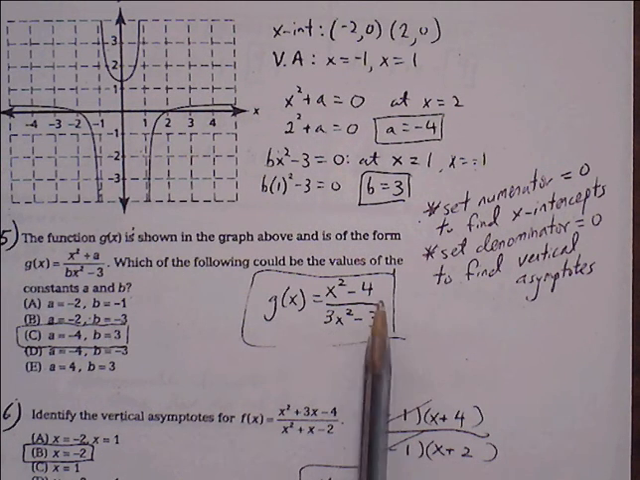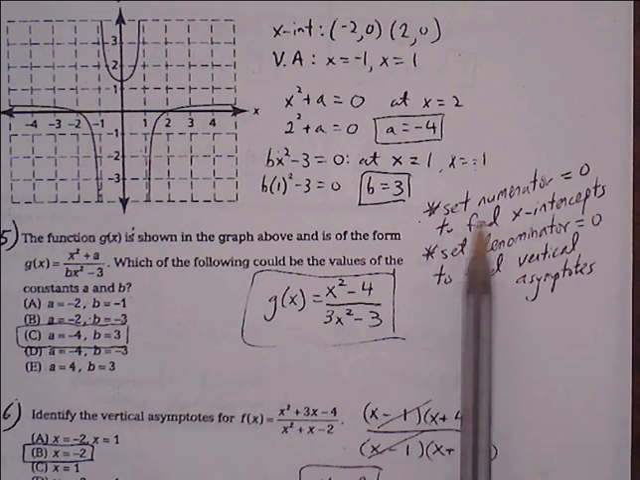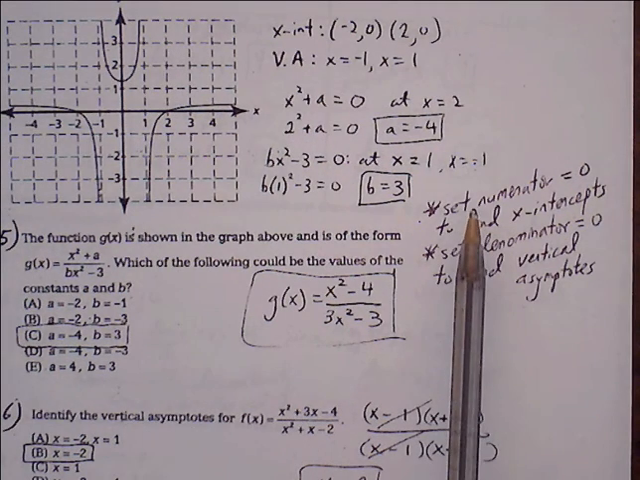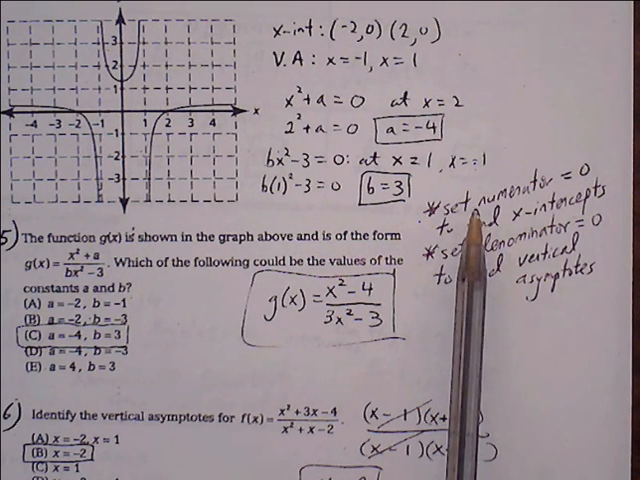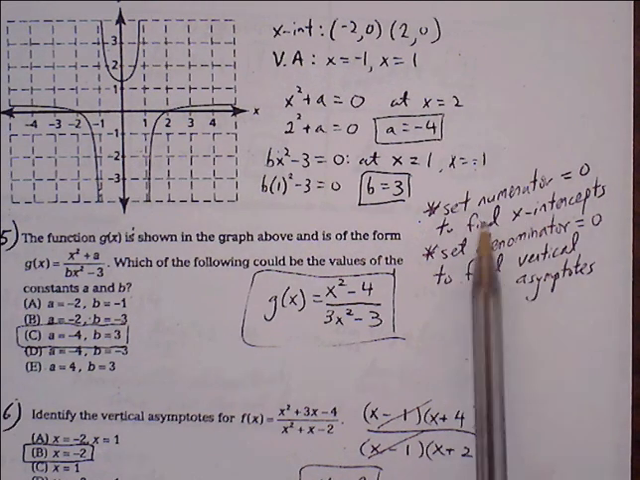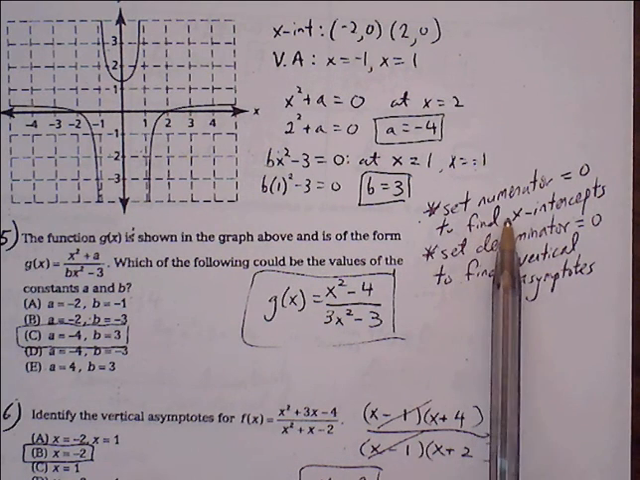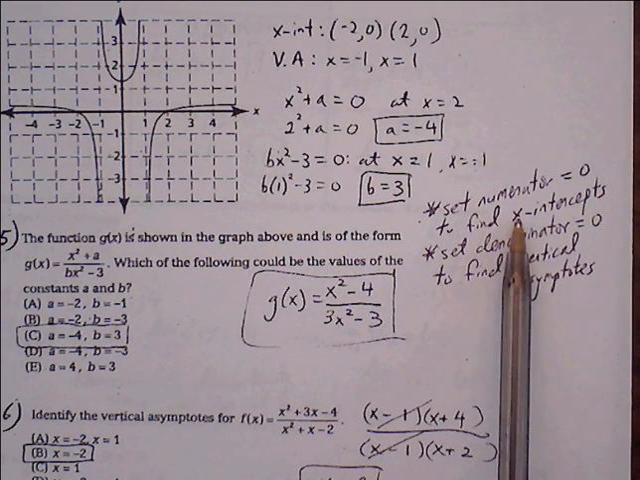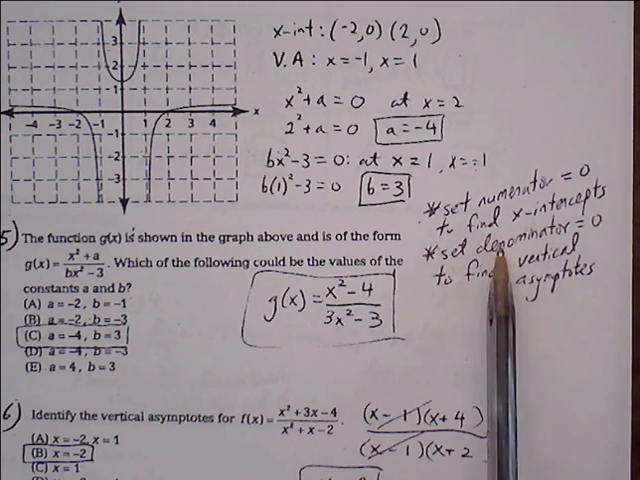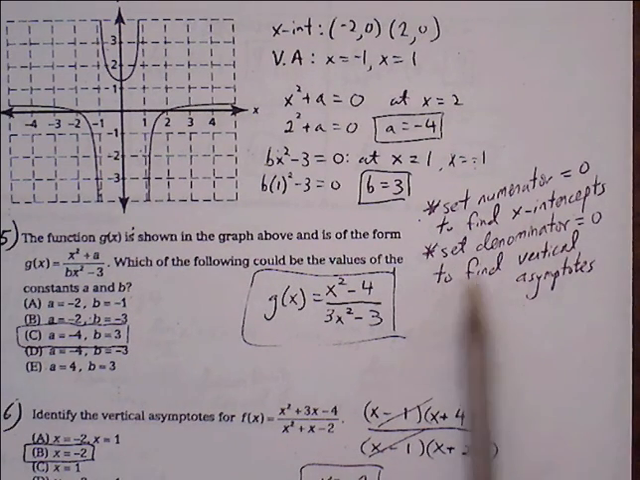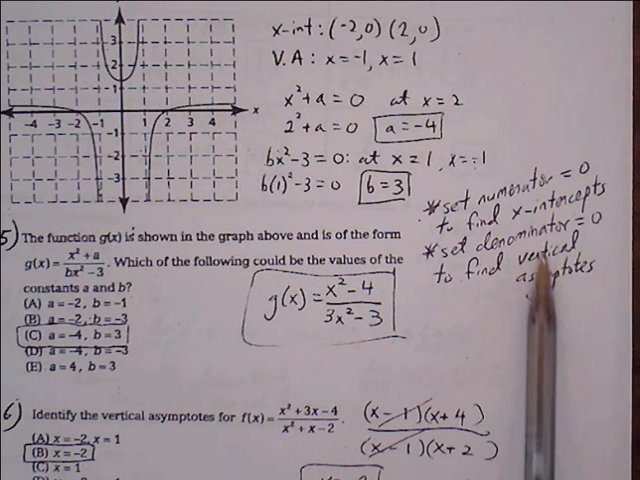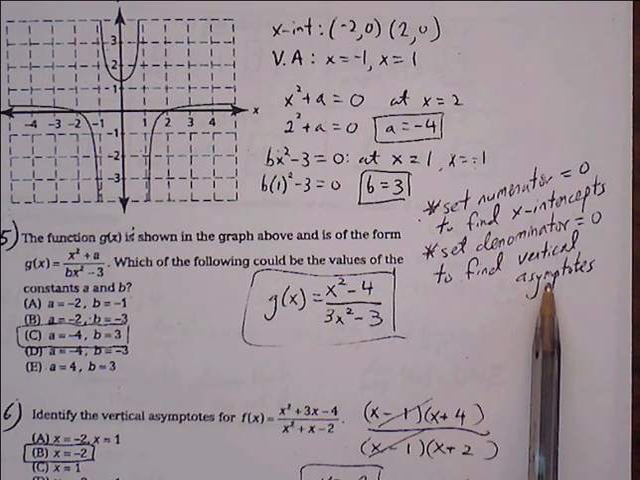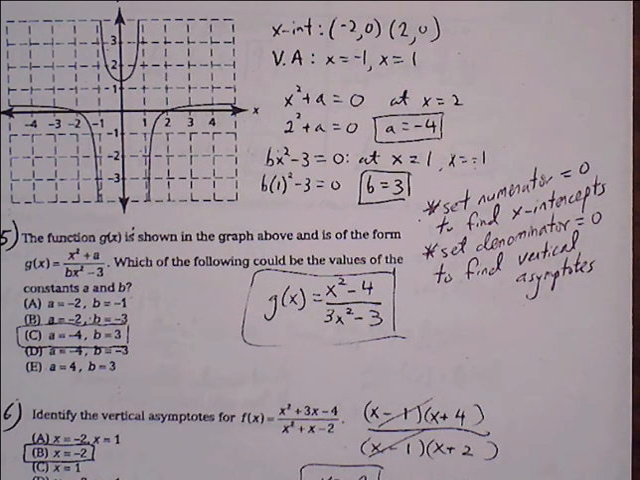Just as a reminder here, whenever we set the numerator of a rational function equal to 0, the results will be x-intercepts. So if we set the numerator equal to 0 and solve for x, we're going to find x-intercepts. If we set the denominator equal to 0, then that's where the graph is undefined. We use that to find vertical asymptotes and maybe even holes as well, but basically where the graph is undefined.